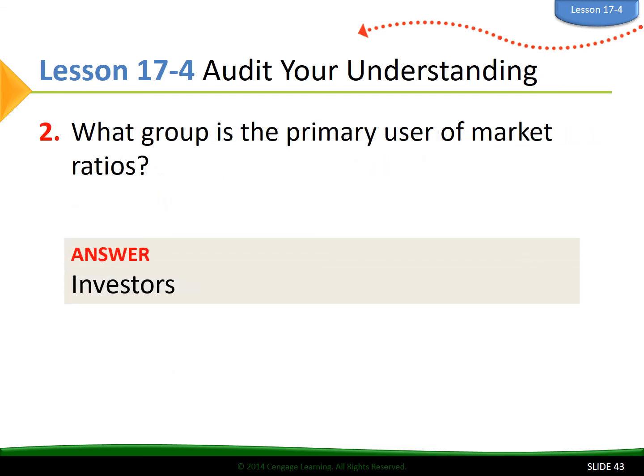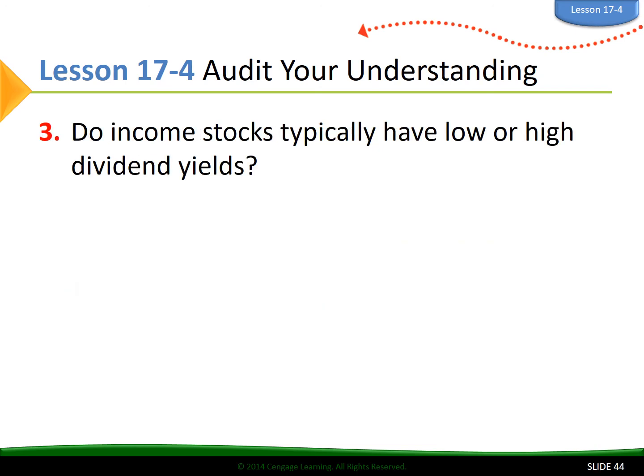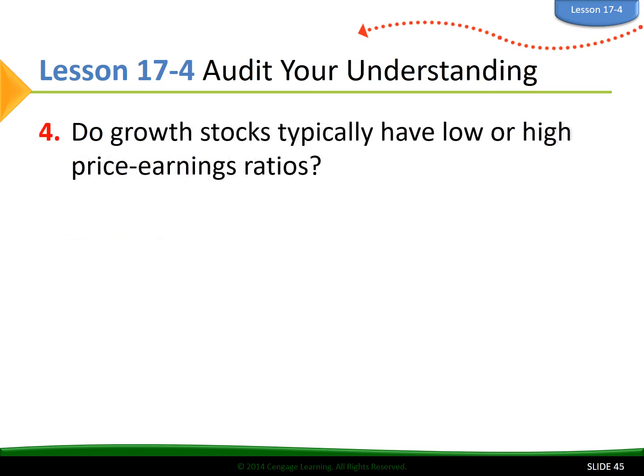What group is the primary user of market ratio? That would be people who invest, investors of the stock market. Third question, do income stocks typically have low or high dividend yields? And that would be high. Okay. Customers are depending on and wanting those dividends that the companies dish out.